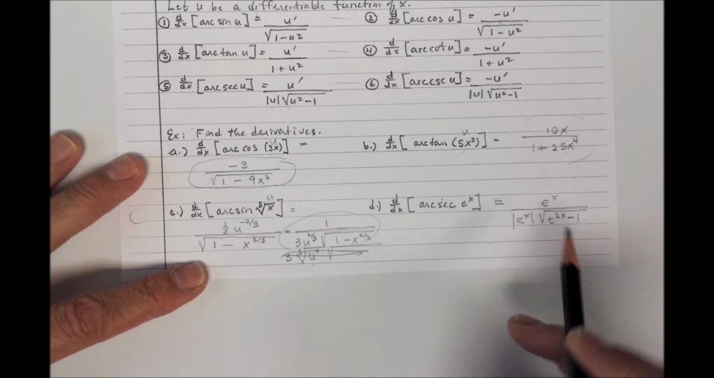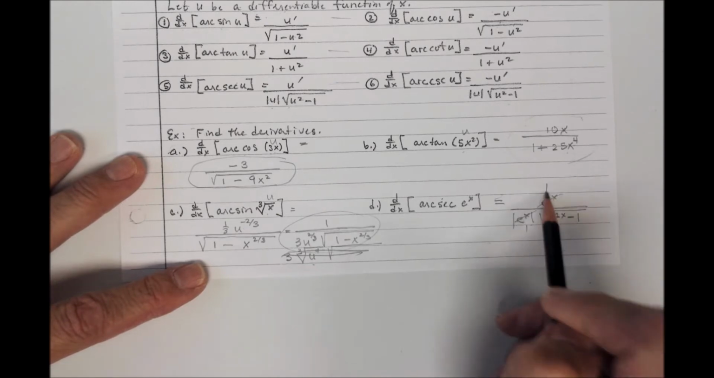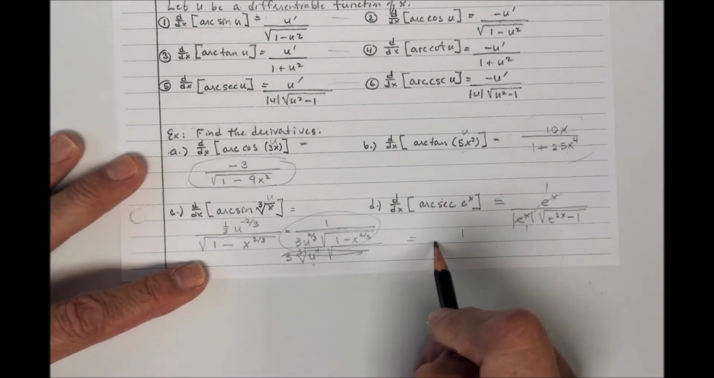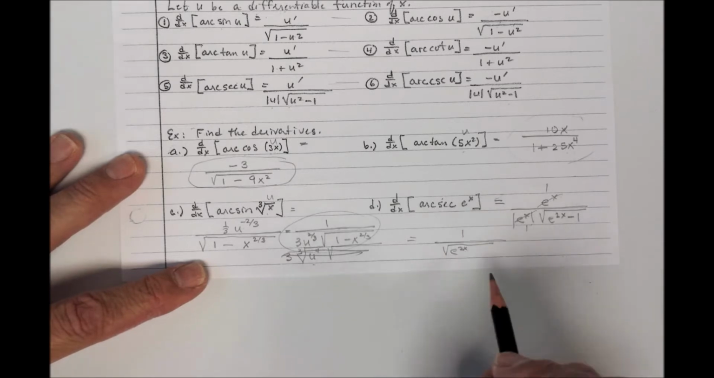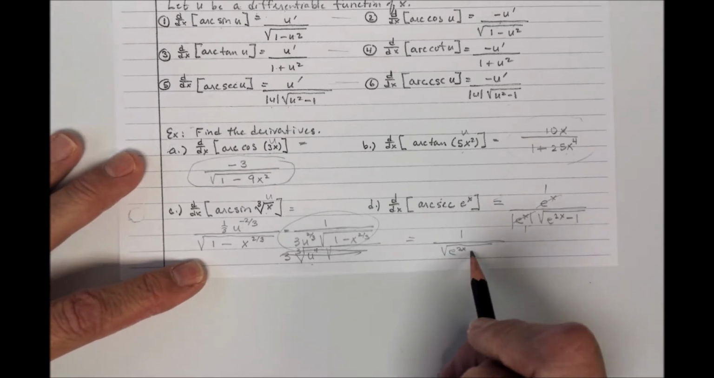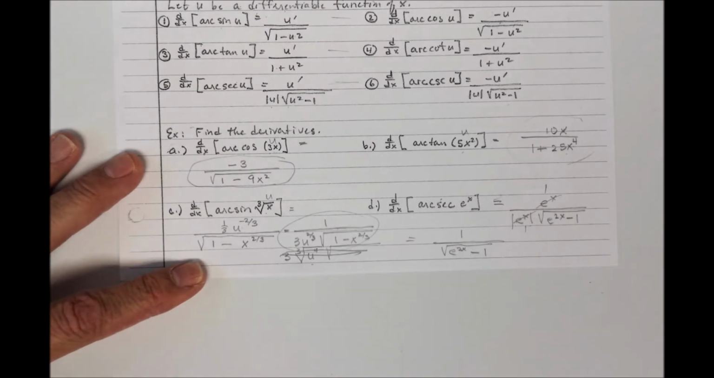And since I don't need these absolute value bars, these cancel. So I get 1 over the square root of e to the 2x. I'm hoping you can see this okay. My handwriting gets worse as I get closer to the bottom of the page there. 1 over the square root of e to the 2x minus 1. All right. Now, let me put this off to the side here.